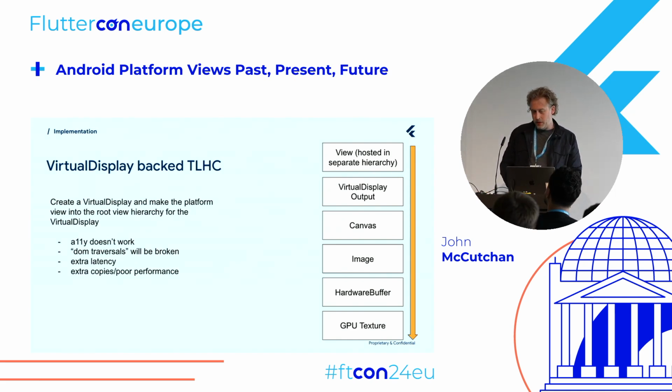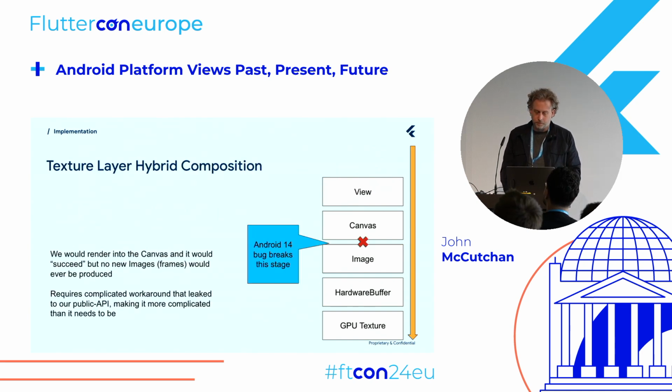But yeah, essentially we go from the view hosted in a separate hierarchy to the virtual display output to a canvas, which goes to an image, which is then a hardware buffer and then a GPU texture. So that Android 14 bug that we were talking about earlier, essentially it breaks where that X is. So we would render to the canvas and it would succeed, but it would never produce a new image, so we would never get a new hardware buffer and never update the texture contents.